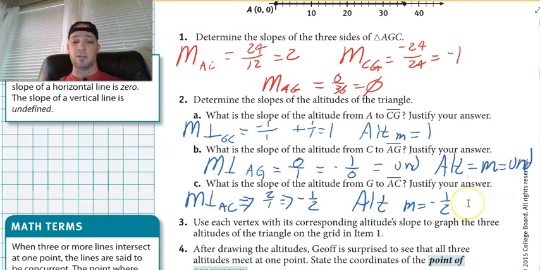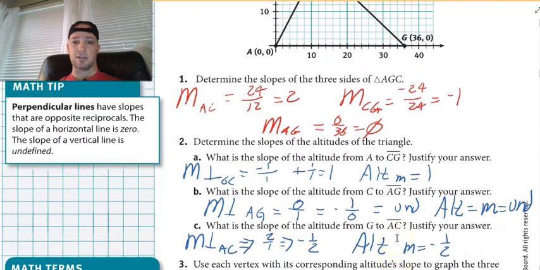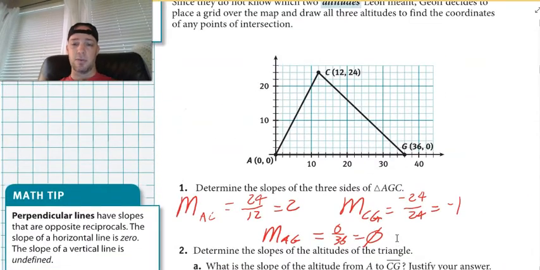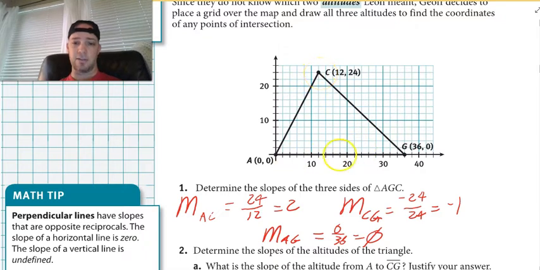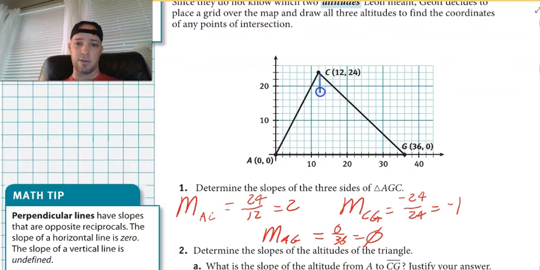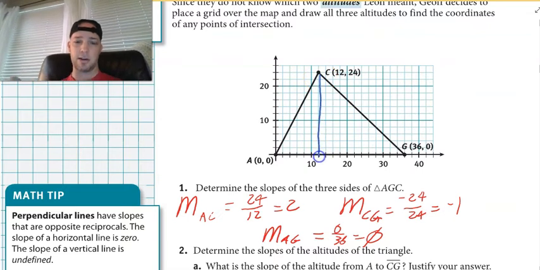So now that we know those slopes, use the vertex with its corresponding altitude to graph each of the 3 altitudes. Okay, so let's start with the easy one. I know that opposite of AG is vertex C, and instead of using a slope of 0, I need to go through this vertex and have a slope that's undefined. So I'm just going to draw a line here. Should be a nice vertical line, and it should be perpendicular there.